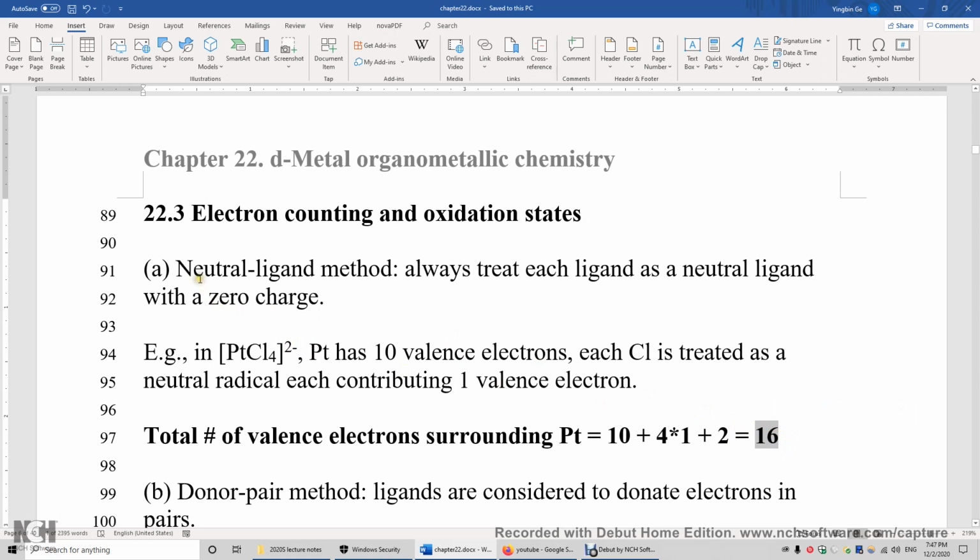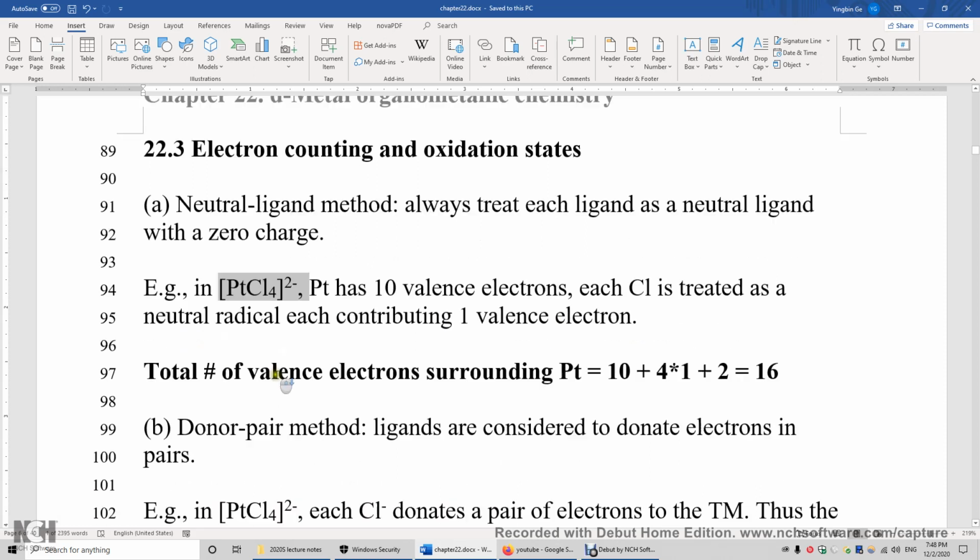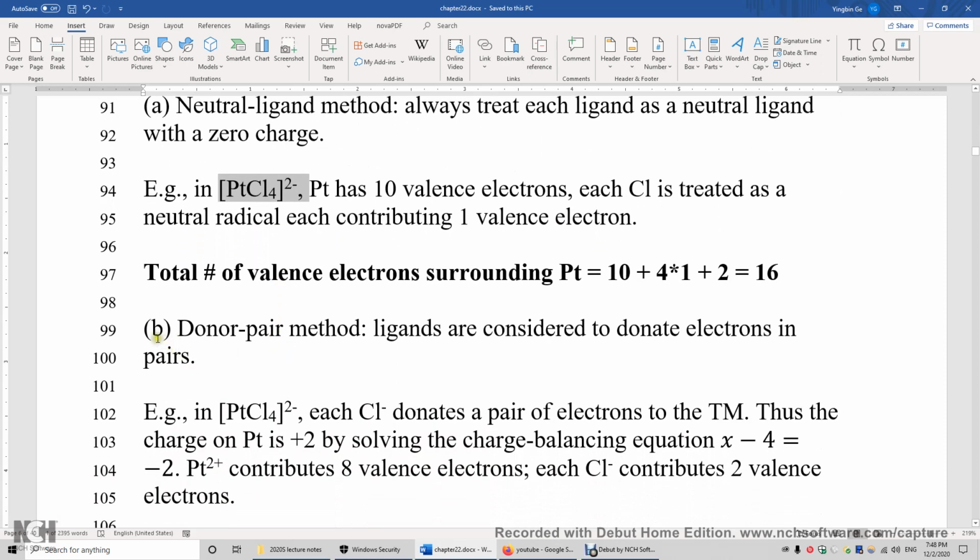I'm saying this neutral ligand method can still be used to count the number of valence electrons correctly. But again, it has no physical meaning. Why do we treat each chlorine as a neutral radical? It does not make any sense. So now let's look at the donor pair method.